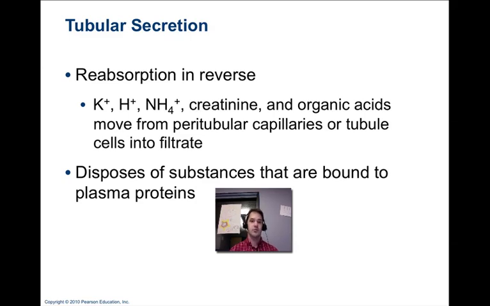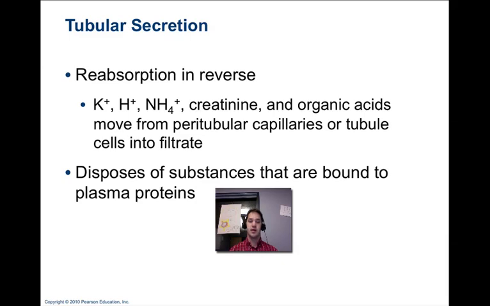Now, that's all tubular reabsorption, or how things are reabsorbed. Tubular secretion is the opposite thing. It's stuff moving from the blood through the interstitial fluid and then into the renal tubule. So some things that can be secreted are potassium, hydrogen ions, ammonia, creatinine, organic acids, and they move from the peritubular capillaries or tubular cells into the filtrate.